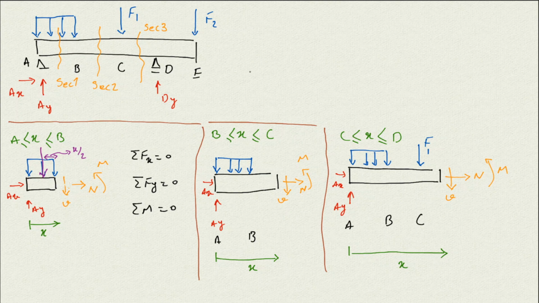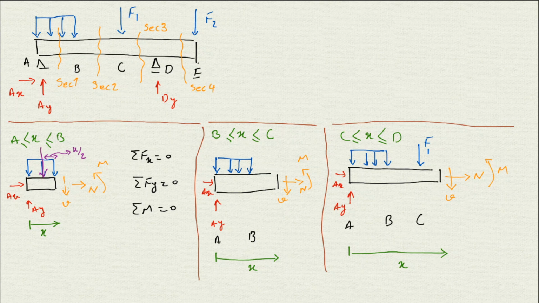And the last section we need is where we cross between D and E, because again we have two sets of force, so that's section 4.